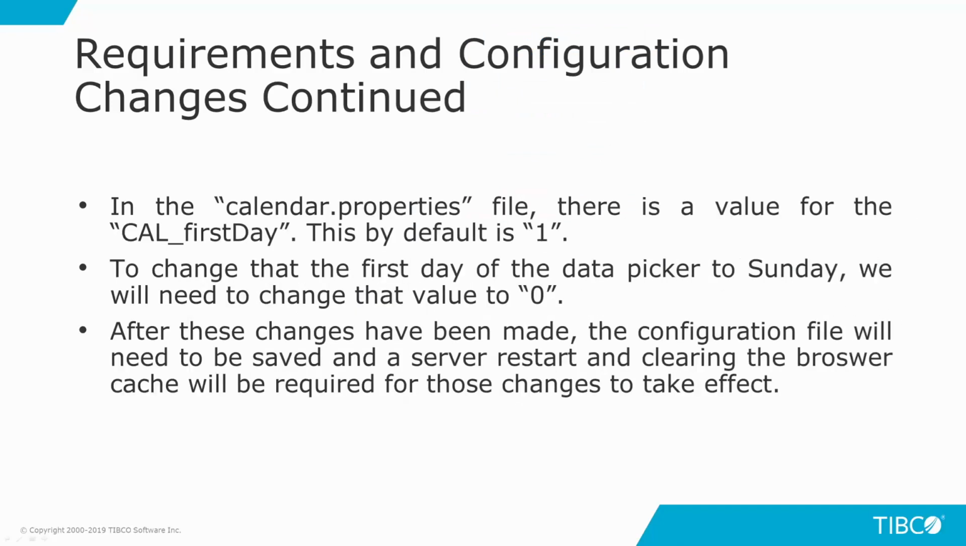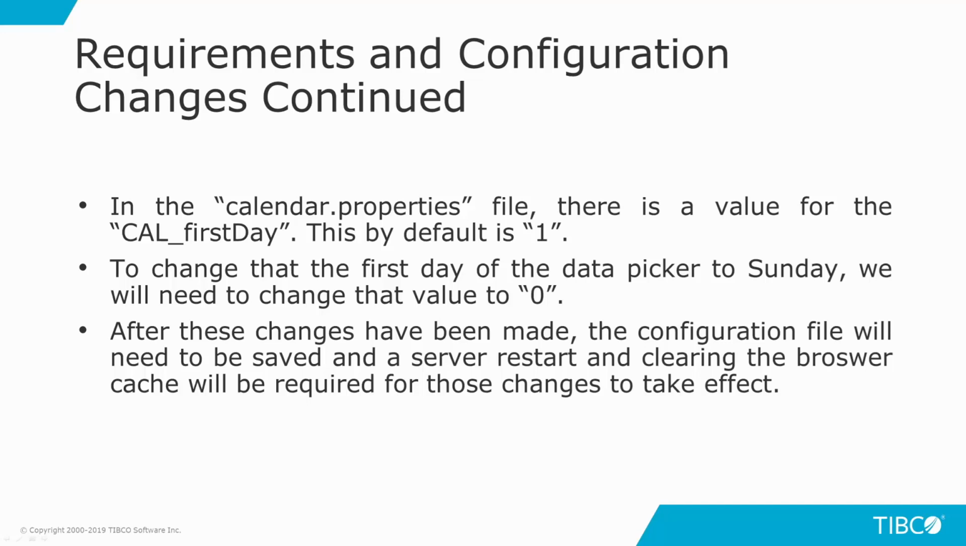Here we'll go over what I just showed you. In the calendar.properties file, there is a value for cal_firstday. By default, this is 1. To change the first day of the date picker to Sunday, we need to change the value to 0. After these changes have been made, the configuration file will need to be saved, and we'll need to restart and clear the cache as we just did.